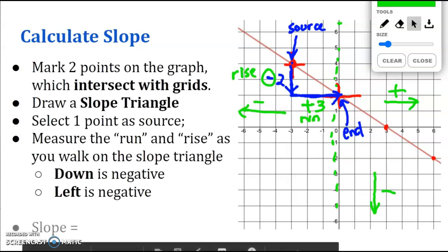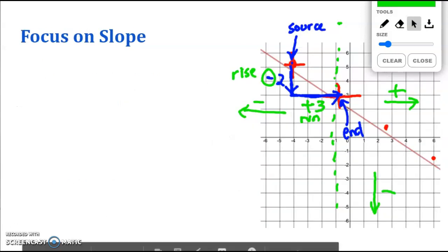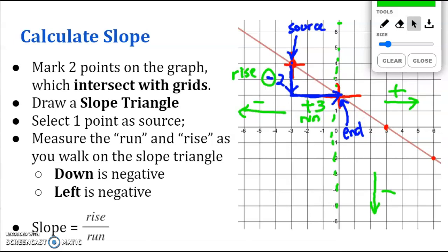And I know that slope is always rise over run. So that means that rise, we said, was negative 2. And run, we said, was positive 3. So the slope is negative 2 over 3. That's my slope.